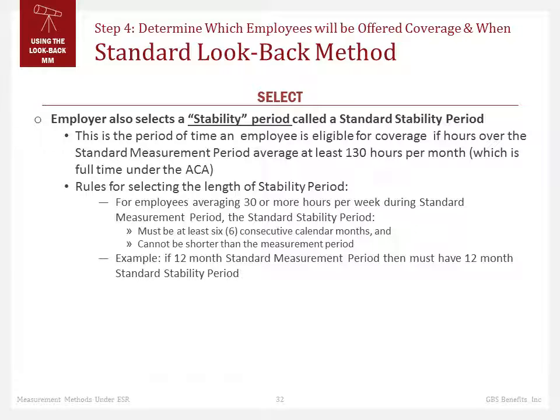The stability period has to be at least 6 consecutive months, and it can't be shorter than the measurement period. It has to be at least as long. So again, the easiest way to approach this is if you have a 12-month measurement period, your stability period is going to be 12 months. If you have a 6-month measurement period, you could have a 6-month stability period or longer, but most people just match up the numbers and make it 6. So a 6-month measurement period and a 6-month stability period.